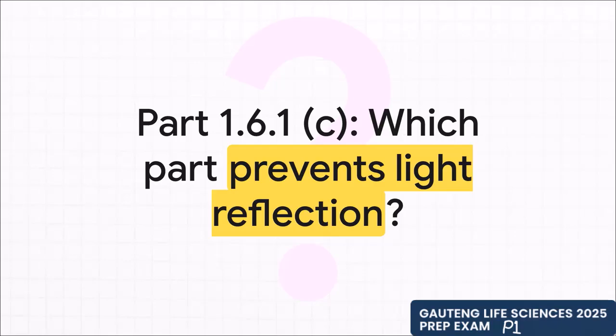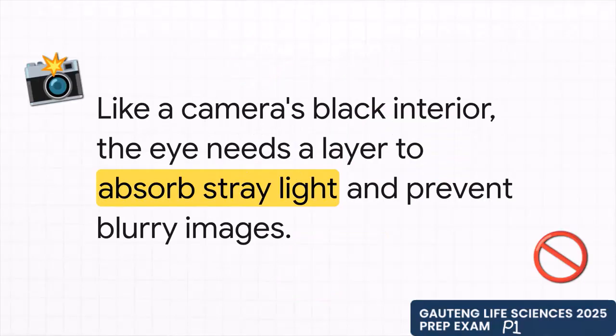Okay, on to the final identification question. Which part stops light from reflecting inside the eye? Now, you might be thinking, why is that even important? Well, think about it. If light just bounced around all over the place inside your eye, everything you see would be a blurry, chaotic mess.